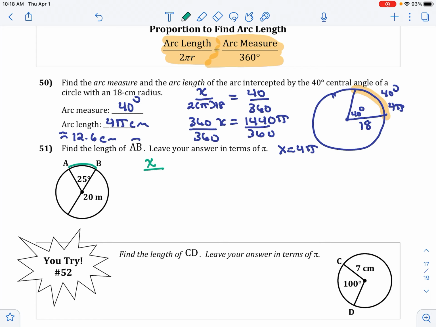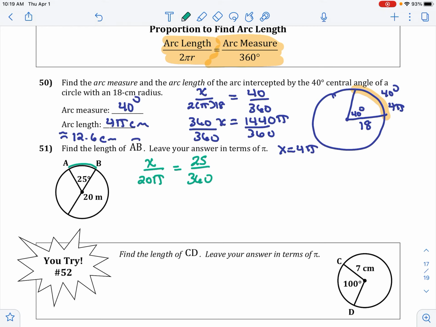So we're going to use x out of, now I'm going to need the circumference. So 2 pi r or pi d. So pi times 20 is 20 pi. Okay, and then we have arc measure, 25 out of 360. Okay, so we did arc length out of the circumference equals arc measure out of 360. Now we'll do our cross products, and that'll give us 360 pi equals 25 times 20, which is 500.